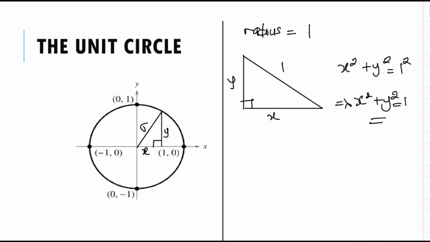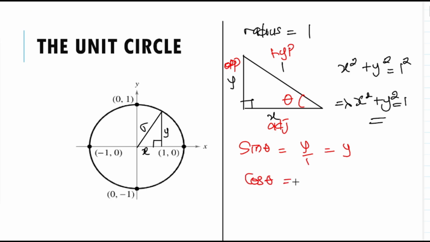If we put our angle here, let's say this angle is theta, we can say this is opposite, this is adjacent, and that is the hypotenuse. So sine theta equals y over 1, which equals y. Cos theta equals x over 1, which equals x, and tan theta equals y over x.